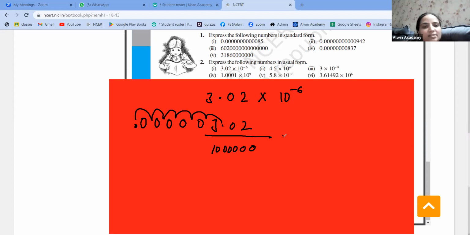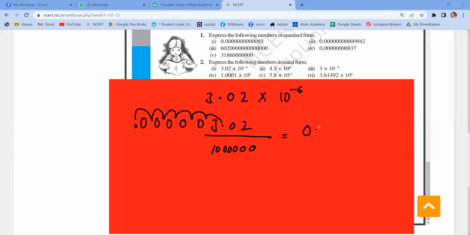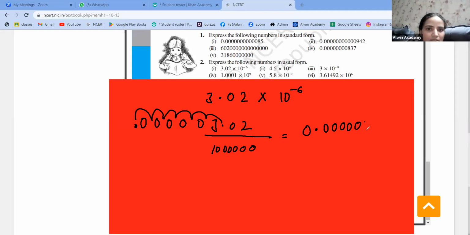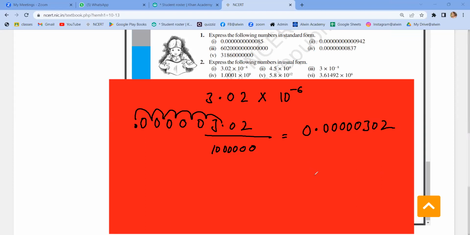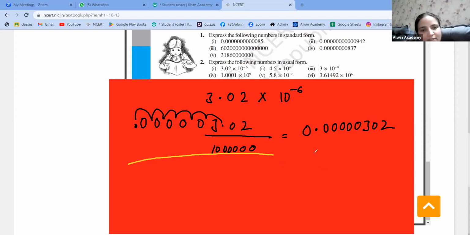So what is the answer? 0.0000302. Okay, ma'am. Got it? Ma'am, it's basically the opposite. Yes, exactly. It is basically the opposite one.